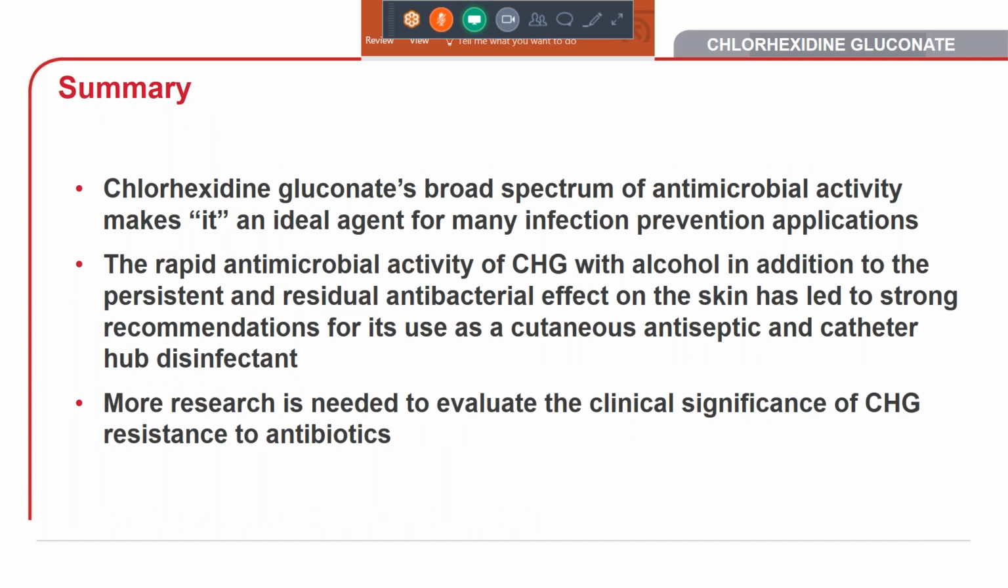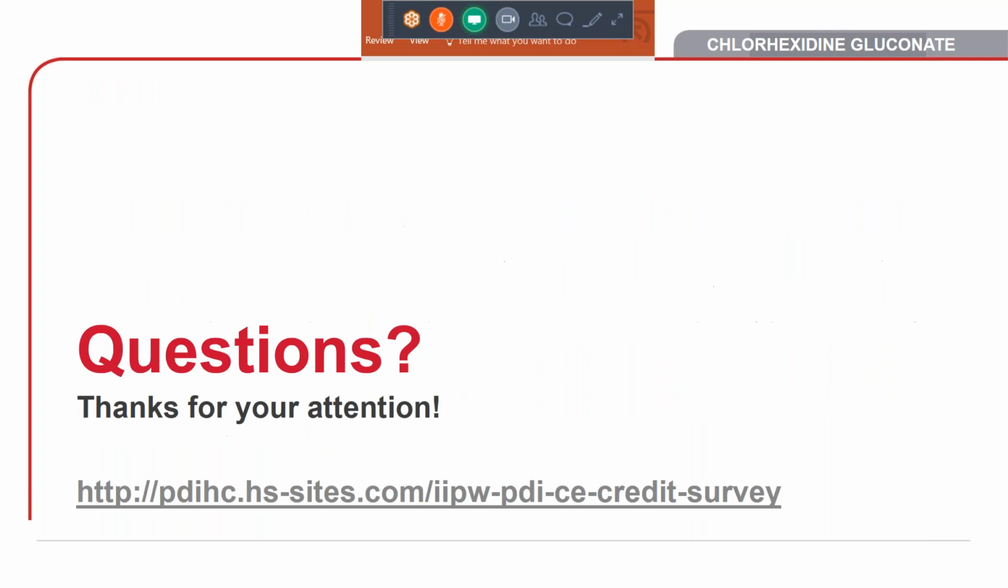So in summary, chlorhexidine gluconate's broad spectrum of antimicrobial activity makes it an ideal agent for many infection prevention applications. The rapid antimicrobial activity of chlorhexidine with alcohol, in addition to the persistent and residual antibacterial effect on the skin, has led to strong recommendations for its use as a cutaneous antiseptic and catheter hub disinfectant. And there's more research needed to evaluate the clinical significance of chlorhexidine resistance to antibiotics.